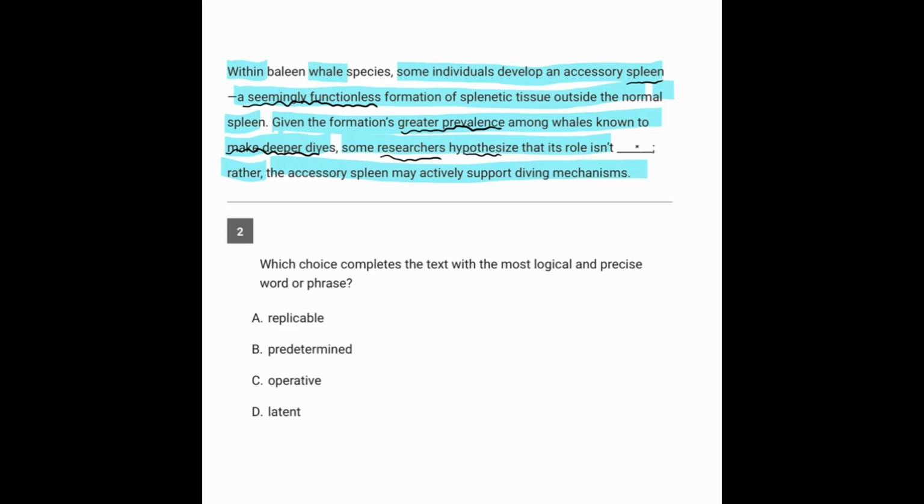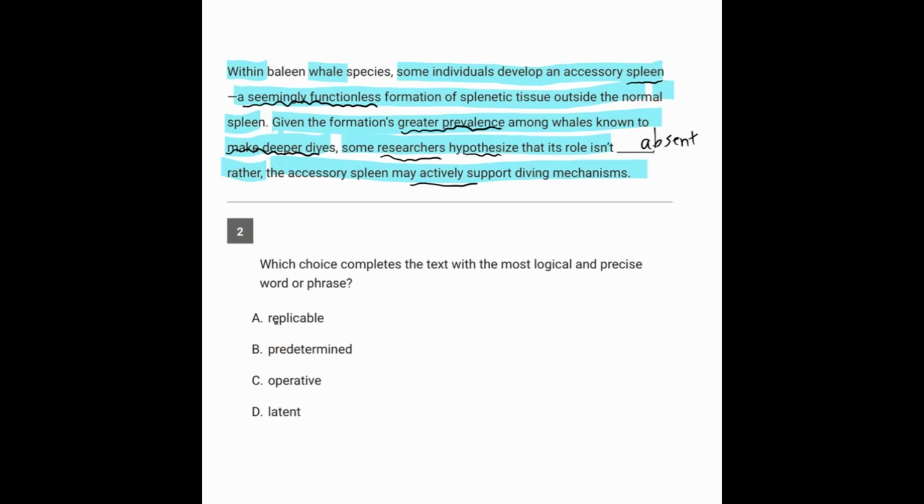So in my own words, I might say absent. The role is not there. So this is a little tougher because it has that double negative aspect to it. It's not there. Rather, it may be actually active. So which of these words may mean absent?